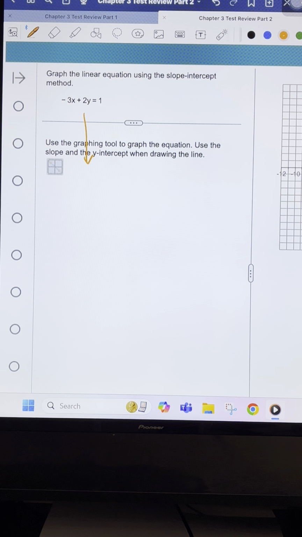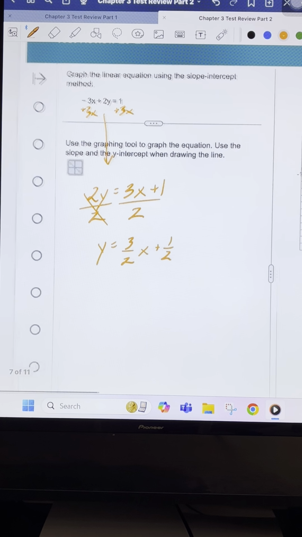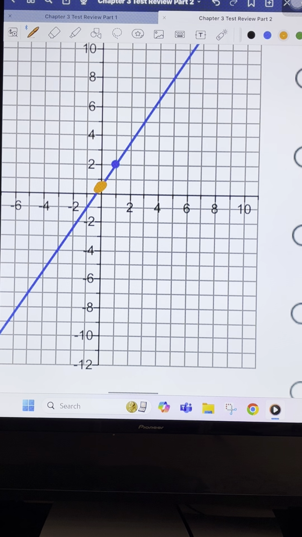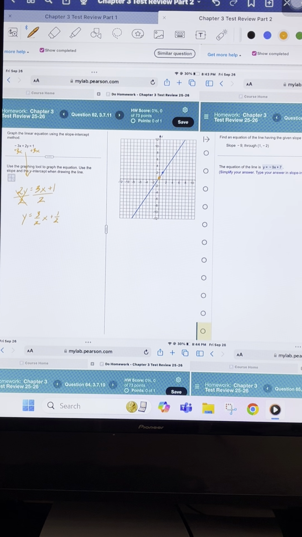Okay, same thing here, except it's going to be a little bit harder because I should turn this into slope-intercept form. So let's do that. I'm going to add 3x, add 3x. So I should have 2y equals 3x plus 1, divide by 2, divide by 2. Y equals 3 over 2x plus 1/2. So 1/2 is right here. And what was my slope? Up 3, 2 to the right.